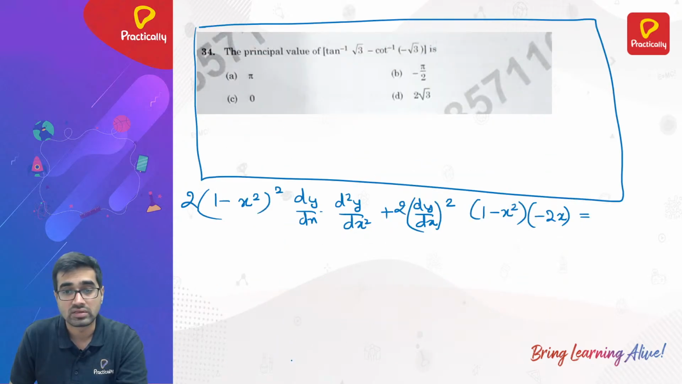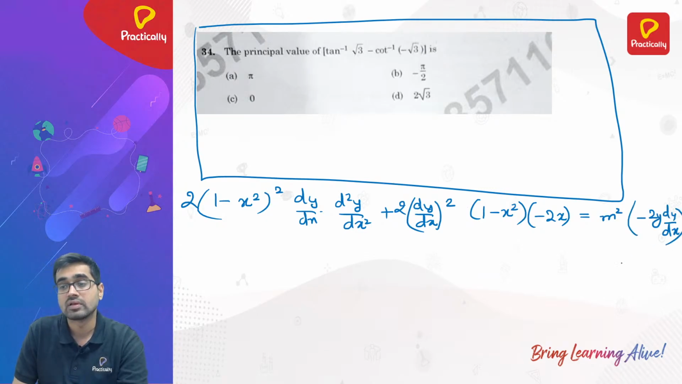Okay, this is okay. So now m square (1 minus y square), so it will be m square, 1 will be 0, y square will be minus 2y dy by dx. Now you have to open this completely and see. So dy by dx is there in every term. So take the dy by dx common and it will cancel.